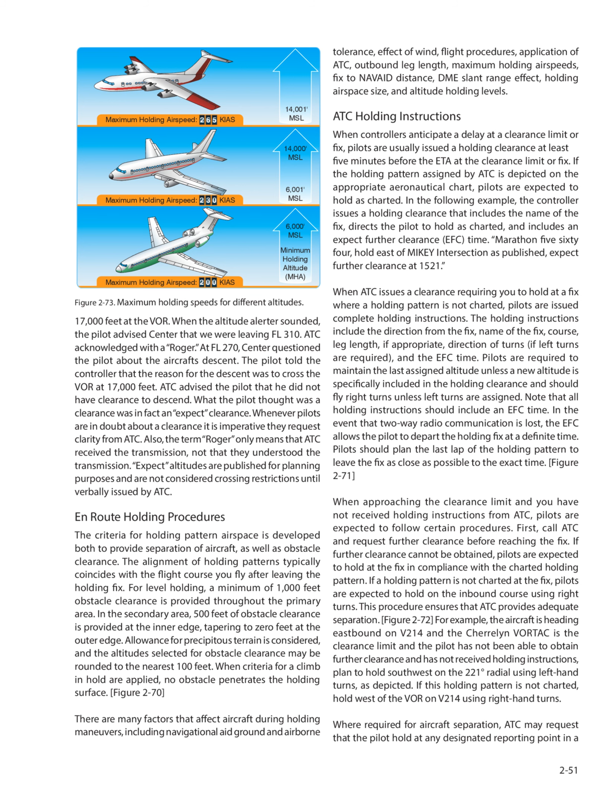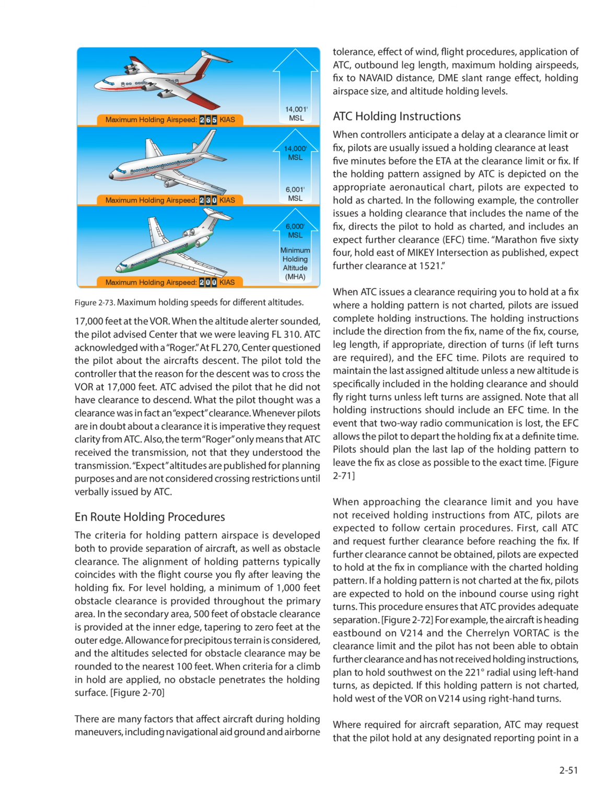ATC advised the pilot that he did not have clearance to descend. What the pilot thought was a clearance was in fact an expect clearance. Whenever pilots are in doubt about a clearance, it is imperative they request clarity from ATC. Also, the term Roger only means that ATC received the transmission, not that they understood the transmission. Expect altitudes are published for planning purposes and are not considered crossing restrictions until verbally issued by ATC.